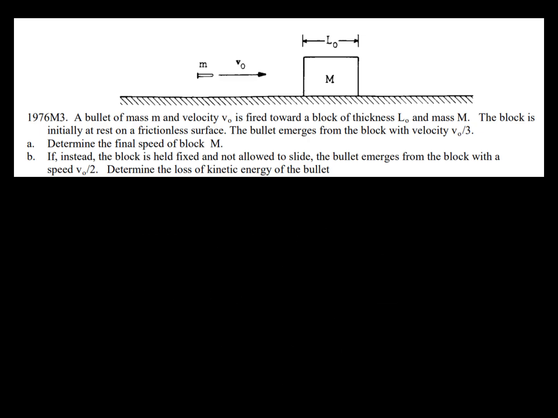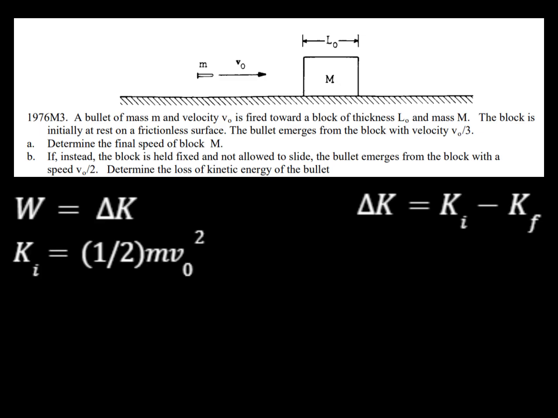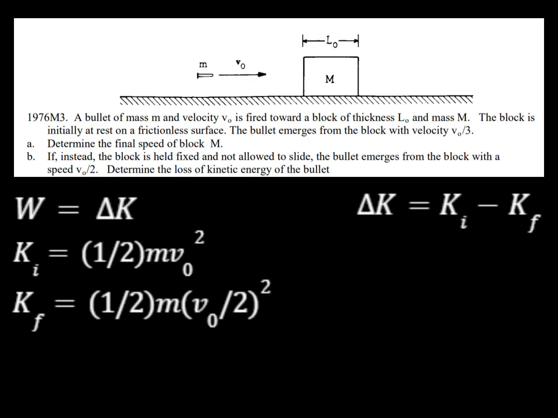I believe we've already done a problem not dissimilar to this one, so we'll just approach it the same way. So if we're trying to find the negative work done by the block on the bullet, we will just find the initial kinetic energy and the final kinetic energy in their variable forms and subtract them to find our delta K value.